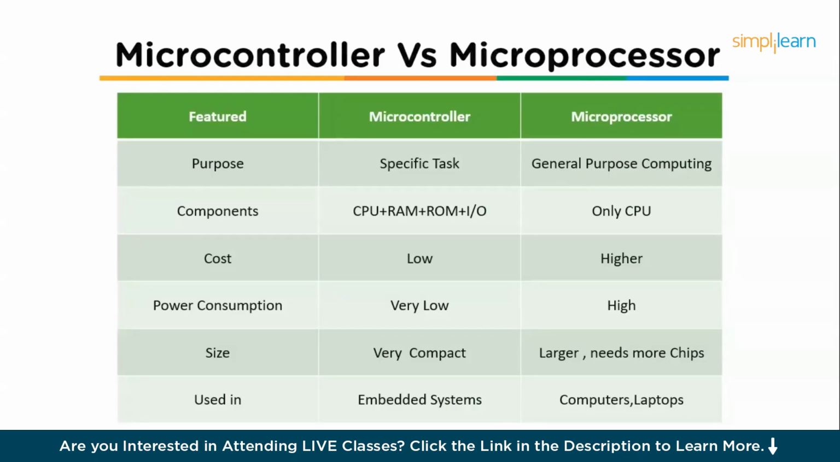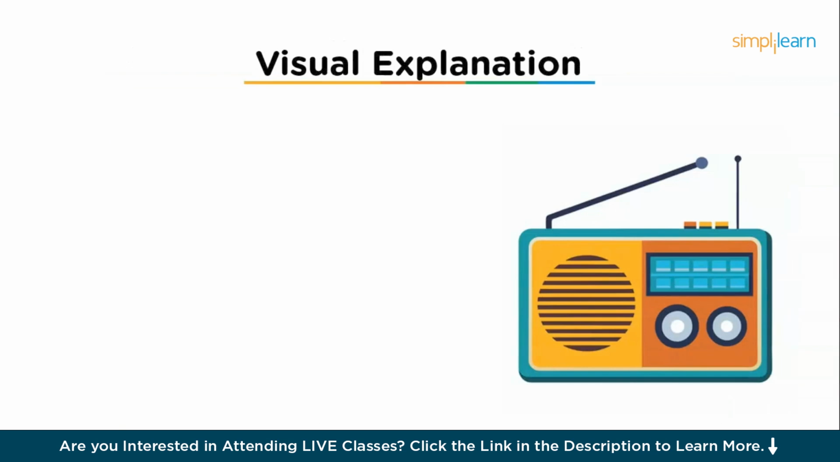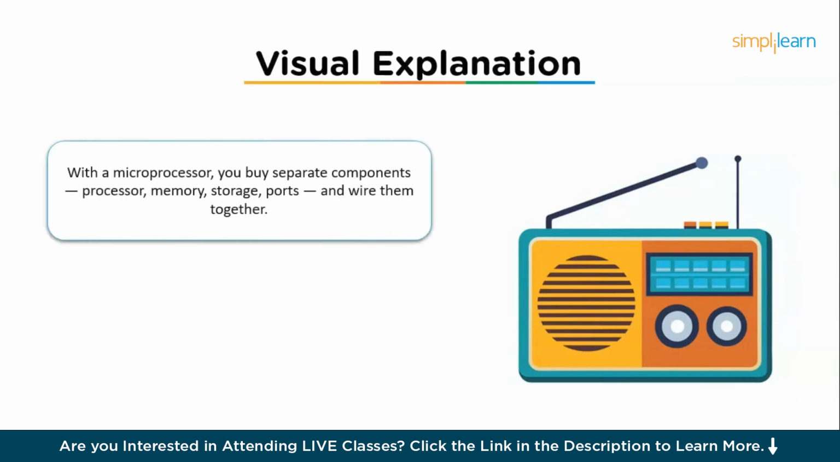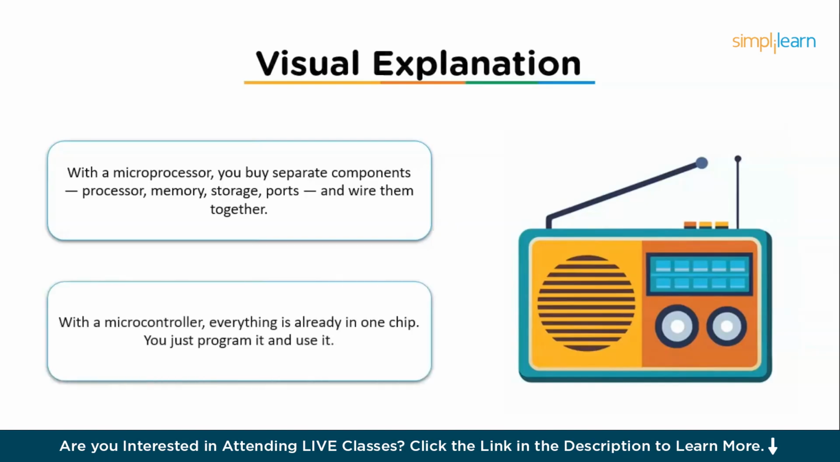Let's now move on to see the visual explanation. Imagine building a radio. With a microprocessor, you buy separate components like processor, memory, storage, ports, and wire them together. With a microcontroller, everything is already in one chip. You just program it and use it. So that's why microcontrollers are simpler and more suited for embedded systems.